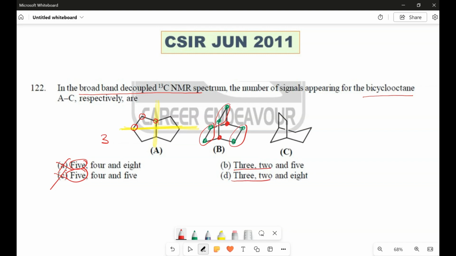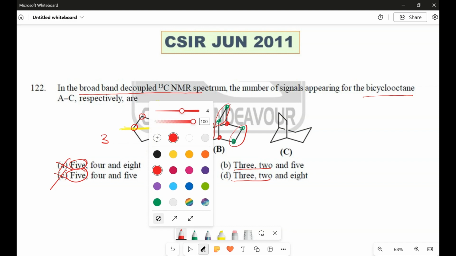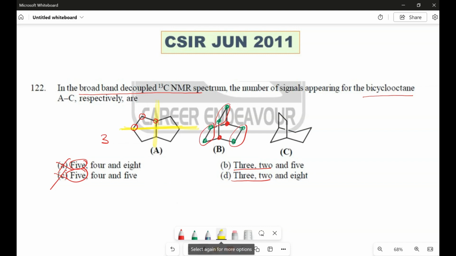Now the confusion is with the last one. Let us check the last one. I can cut the molecule like this in this half. So whatever lies on the other plane, this and these are the same. These and these are the same. Now these two carbons are the same, so this and this. So I'll have 1, 1, 2, 2, 3, 3, 4, and 5.